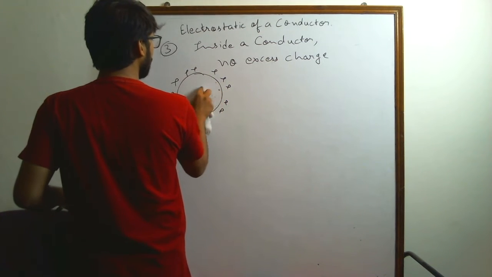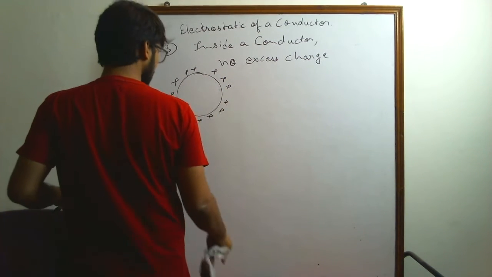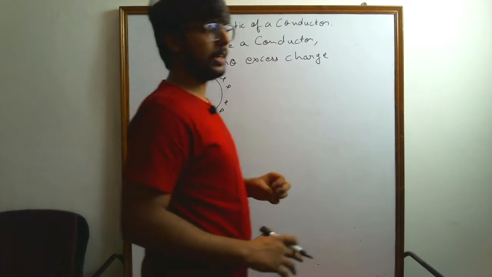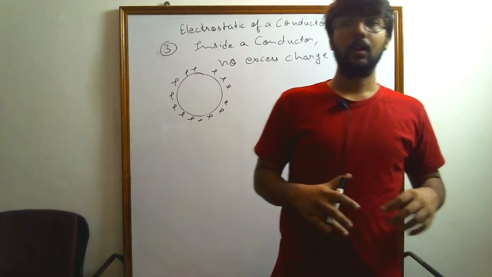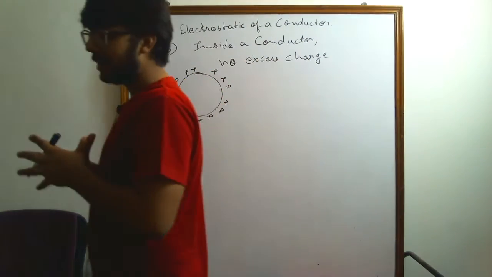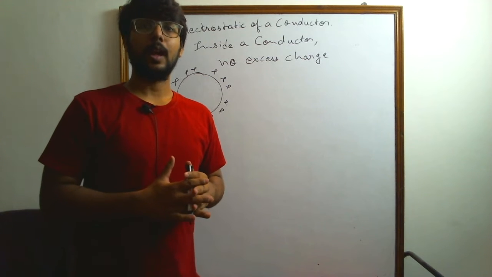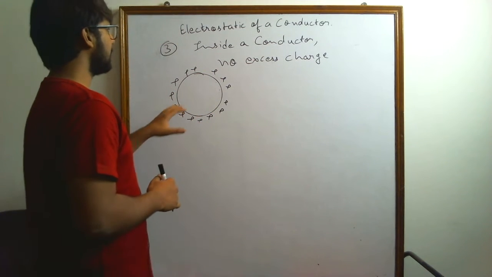That means there is no possibility of a charge in the middle, and so all the charge is always on the surface of a conductor. Again, very important: all the charge is always on the surface of a conductor and not inside, and we'll again see how.